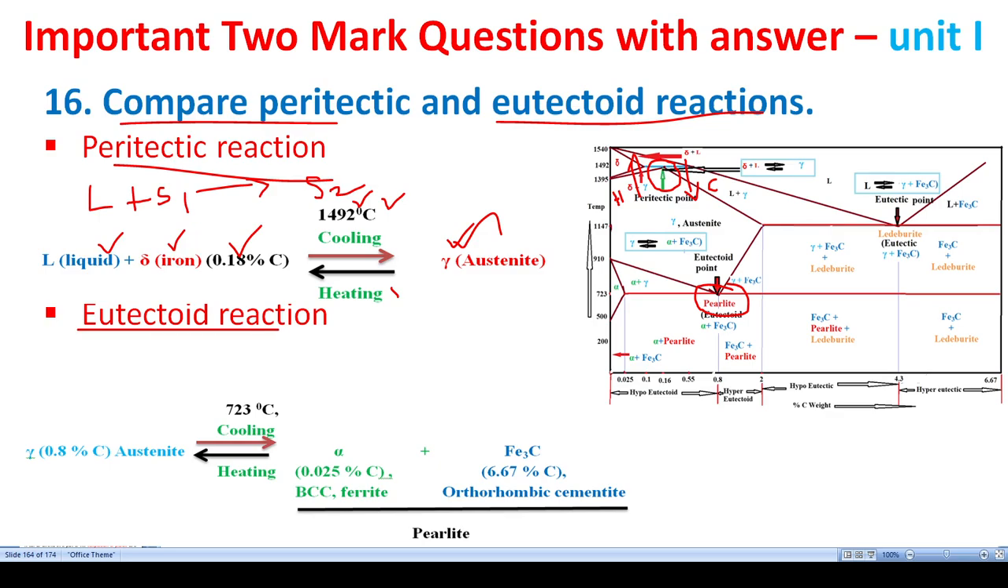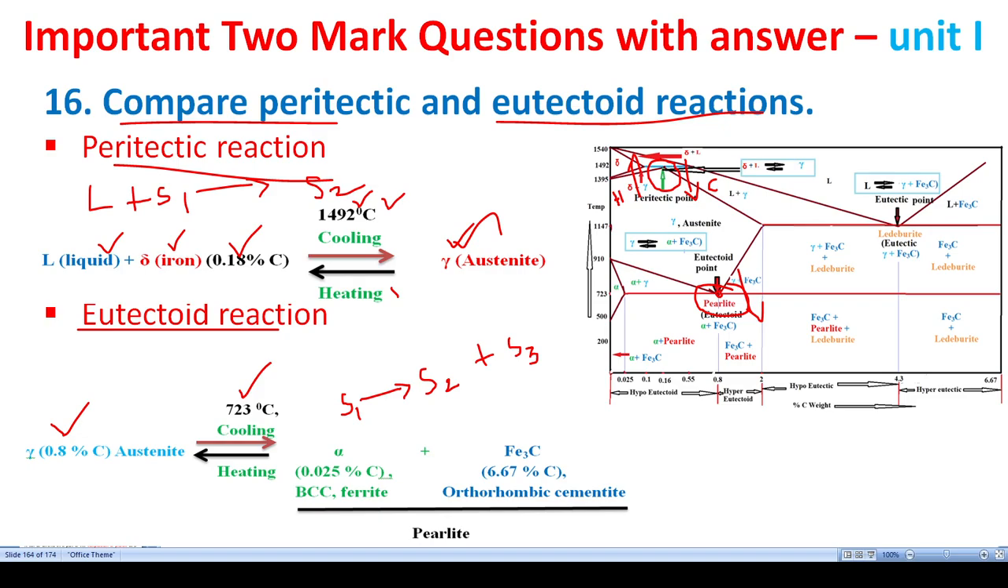That's the eutectoid reaction in the diagram. Here austenite, a solid, is converted to another two solids. This austenite is at carbon content 0.8, at this particular point. Austenite cooling at 720 degrees Celsius, so below 723, is converted to two solids, that is alpha plus Fe3C.